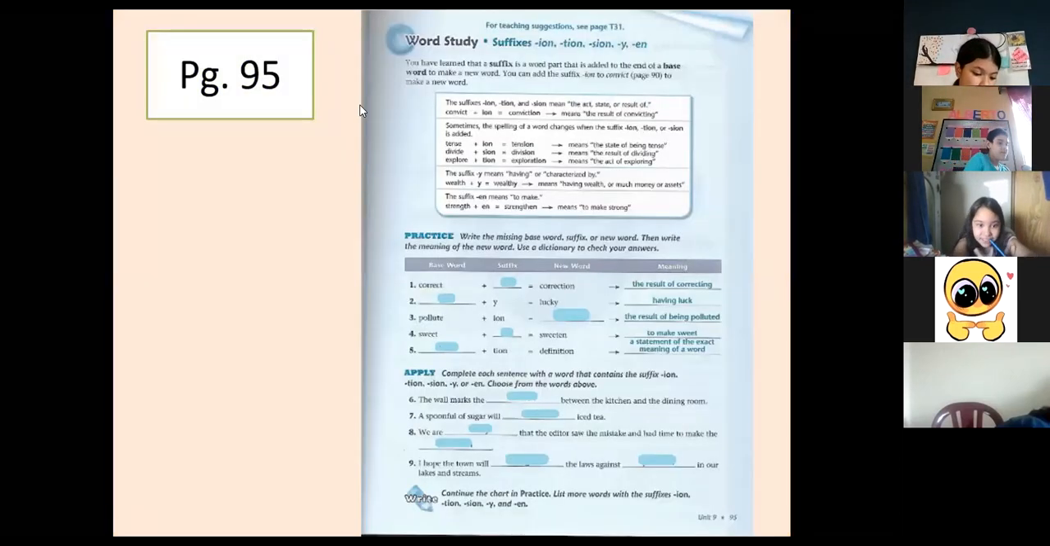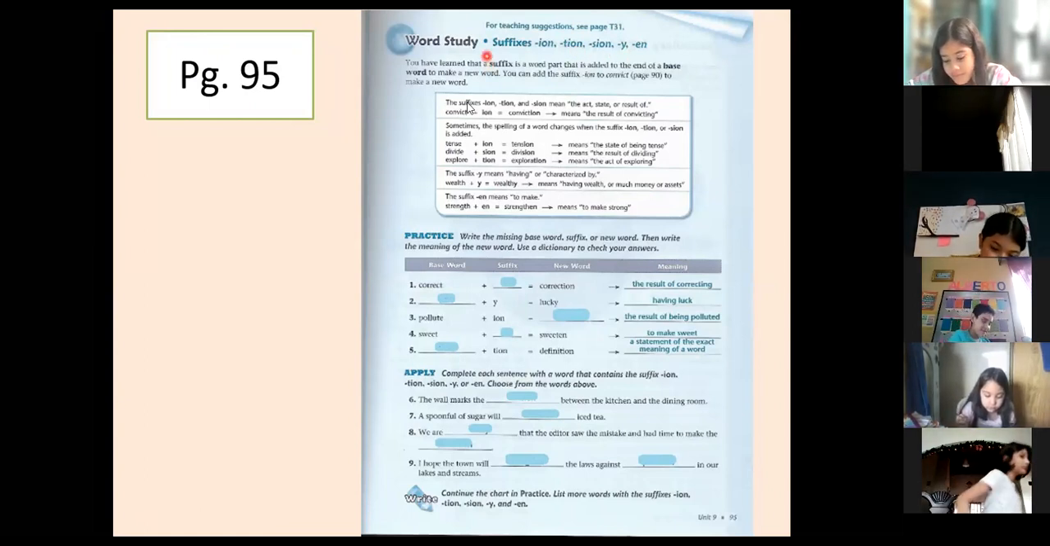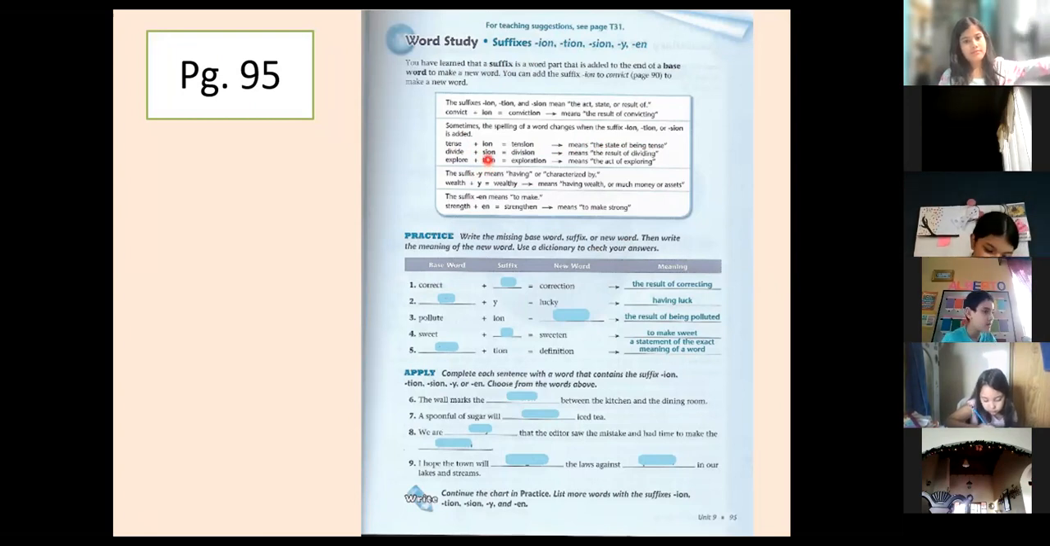Here we have the suffixes that I was telling you about. Remember that we have different suffixes like ion, sion, en. The suffix is attached at the end of the base word. For example, tense plus the suffix, tension. We have a new word and it has a new meaning: the state of being tense. Divide plus sion, division, means the result of dividing. Explore plus ion, exploration, means the act of exploring.